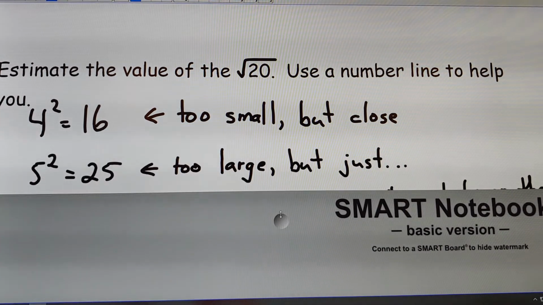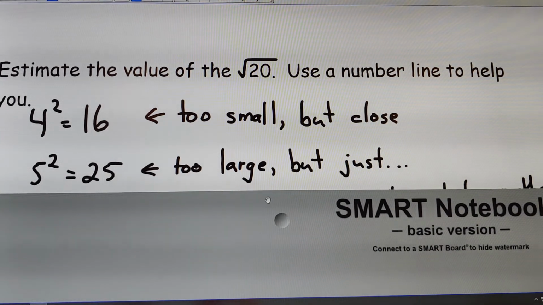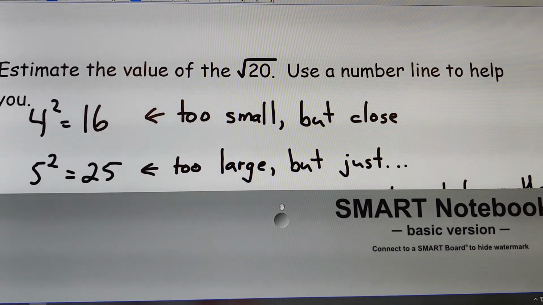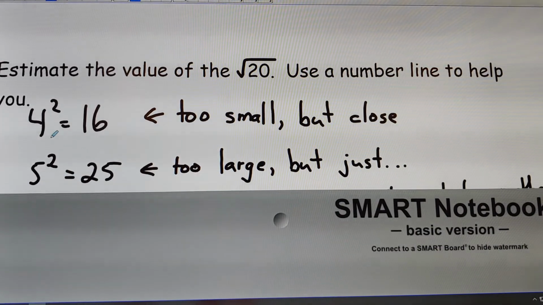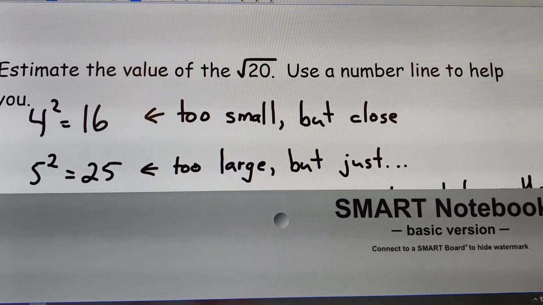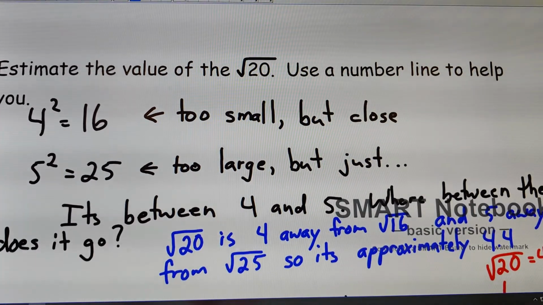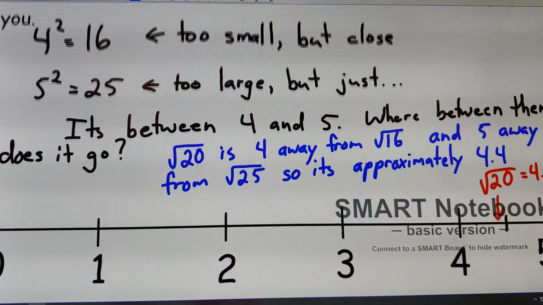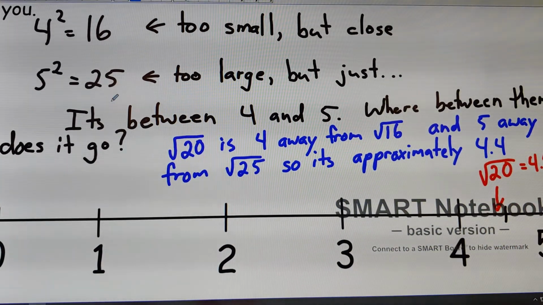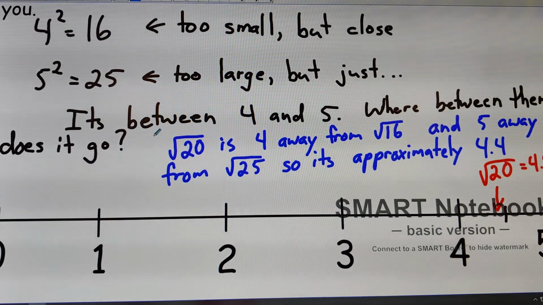Now we go up to the next biggest. 5 times 5 is 25. It's too large. So we know it's between 4 and 5. I can get rid of this now, and then I'll scroll up. So we know that it's between 4 and 5, but where does it go?